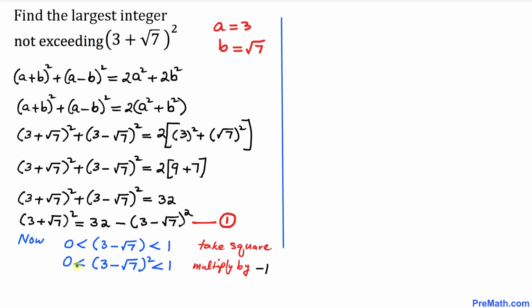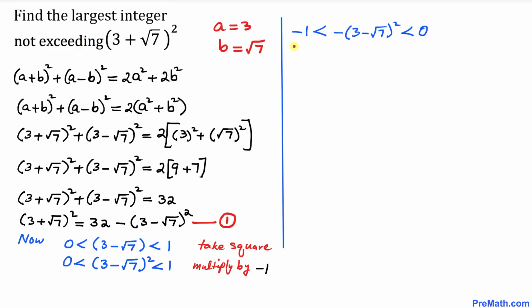And now let's multiply all these inequalities by -1. So the direction of these inequalities is going to switch. So I can write this one as -1 is less than -(3 minus square root of 7) square, which is less than 0.